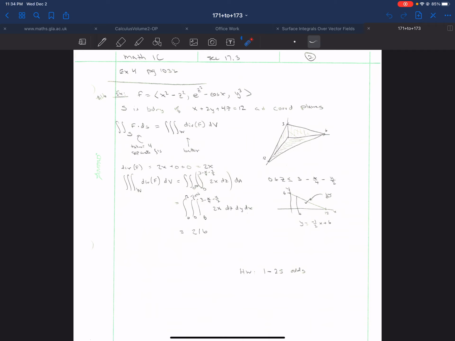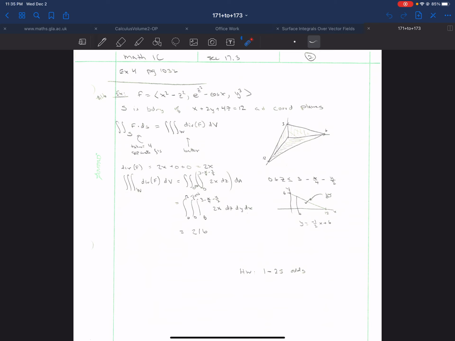And then I know in the xy plane, on the floor, it looks like this. I can figure out the equation of the line. So I dropped 6 and ran 12. So that's a slope of negative 6/12, or negative 1/2. The y-intercept is 6, and so there's the equation of the line. So then y is going to run from 0 to that line. And once you have that, x gets the whole gamut, and it goes 0 to 12. And if you ran that whole thing, it comes out to be 216.